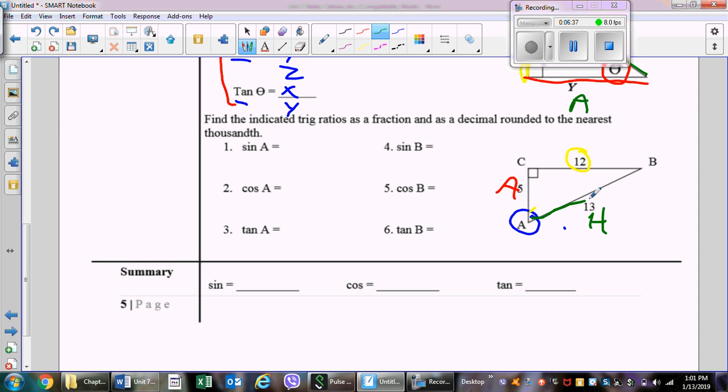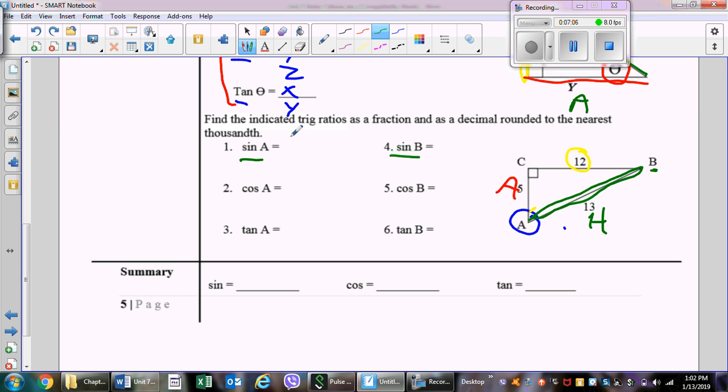The hypotenuse doesn't change whether I'm doing sine A or sine B. If I'm looking from B, B is over here, and the hypotenuse doesn't change, but the opposite side for B is different, okay? So I'll do sine A, cos A, and tan A, and you have to do sine B, cos B, and tan B.